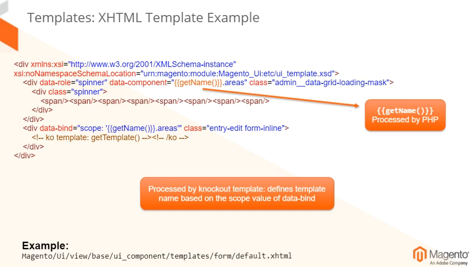In addition to processing the double brace contents, a JavaScript element with component configuration, data, and modules will be generated and inserted at the bottom of the file. Note the comment in brown, ko template getTemplate. This will be processed by the Knockout template and will use an HTML file as the template.